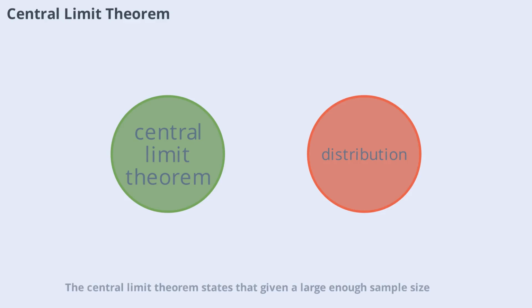The central limit theorem states that, given a large enough sample size, the distribution of sample means will be approximately normal, regardless of the original data's distribution. This powerful concept allows us to make inferences about populations even when data isn't perfectly normal.